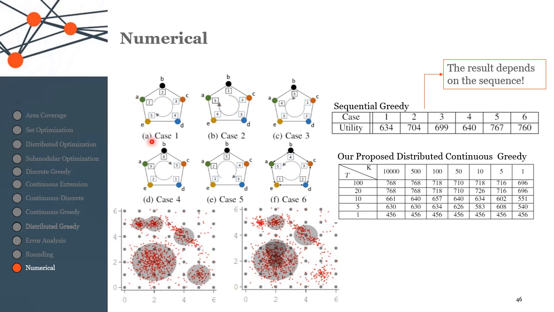So for example, on the first one, we see that there is a huge overlap between the sensors, which is inefficient. And then this table shows the number of samples, the utility of our algorithm, based on the number of samples and based on the number of intervals in which each agent does the update. And we can see that as k increases, as capital T increases, we get a better utility.